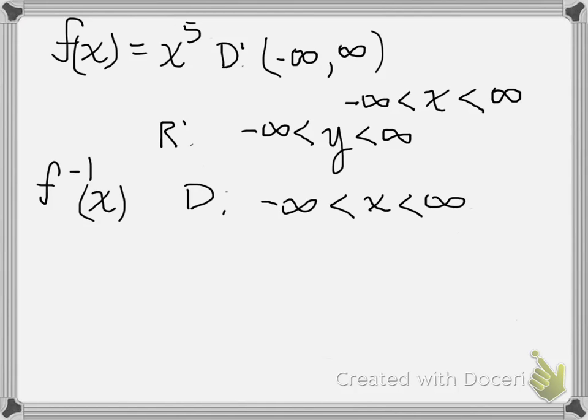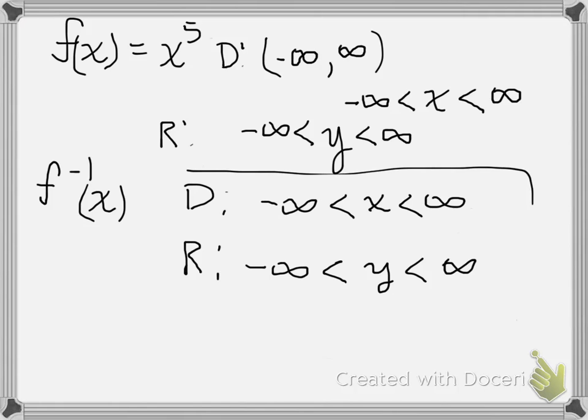Now what's our range? Our range is our domain of our original function. Now in this problem, it just so happens to be the same. You actually end up having negative infinity to positive infinity either way. But that's what our domain and range are for our inverse.